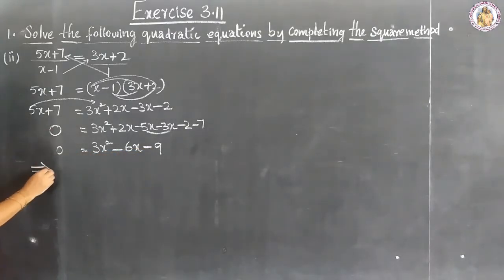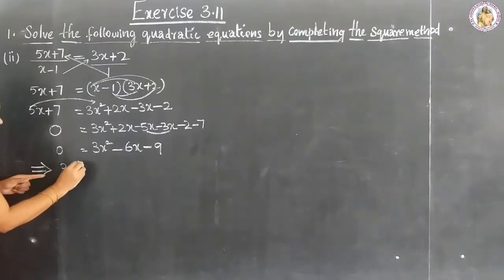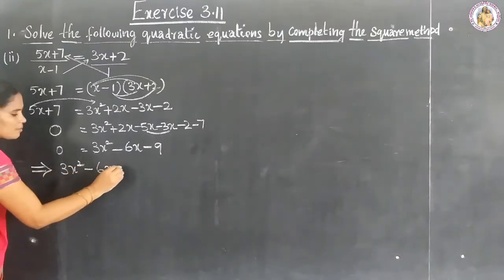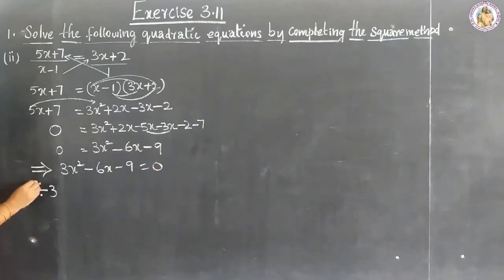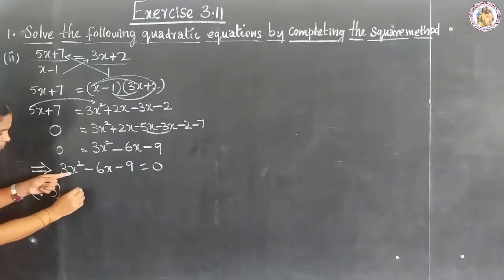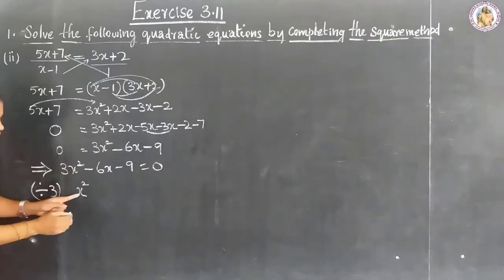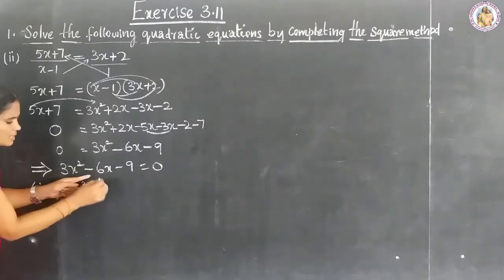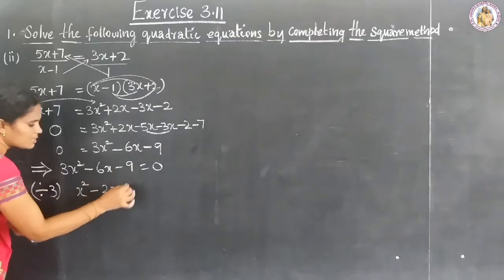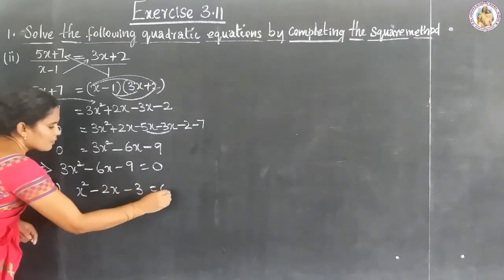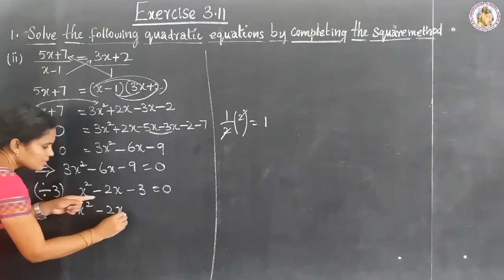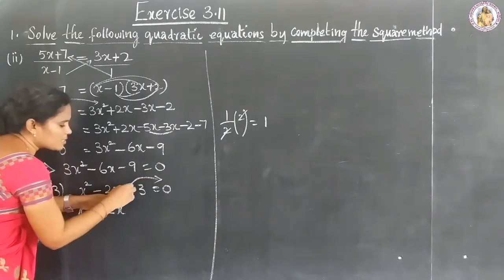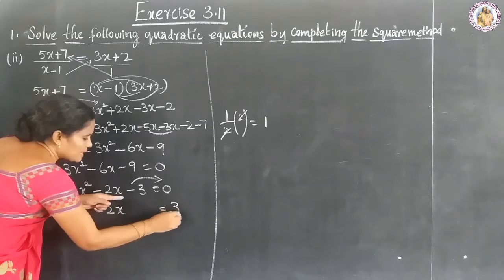So rewrite this equation as 3x square minus 6x minus 9 is equal to 0 and divide each term by 3. So it becomes x square minus 2x minus 3 is equal to 0. And write x square minus 2x, and while taking minus 3 to the right side it becomes plus 3.